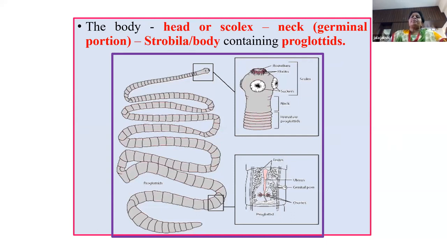This neck continuously produces proglottids which constitute the strobila, and these proglottids are separated by transverse constrictions as shown in the figure. Each proglottid consists of 1 or 2 sets of reproductive organs. The third part is the strobila, which constitutes the main bulk of the body and is made up of a chain of mature and gravid proglottids.